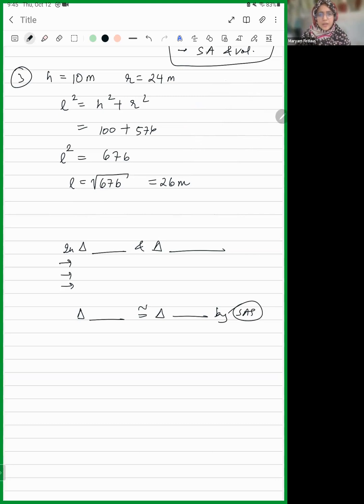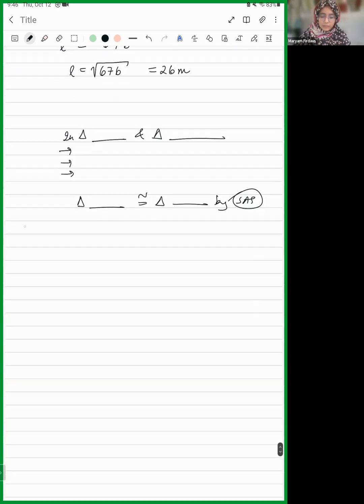I guess that's about it. If I recall something in between, I'll tell you. So, Abdul Jabbar, you're asking, are AAS and ASA different? Yes, they are a little bit different. ASA means angle side angle.